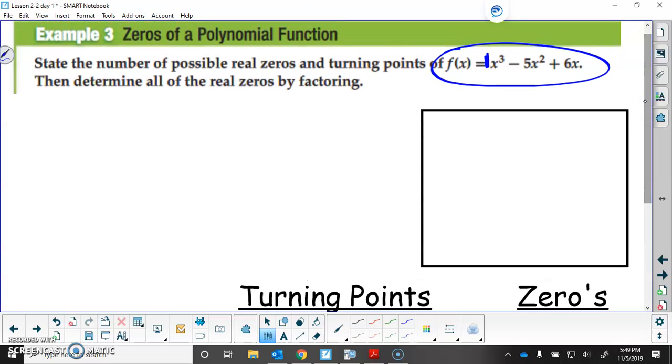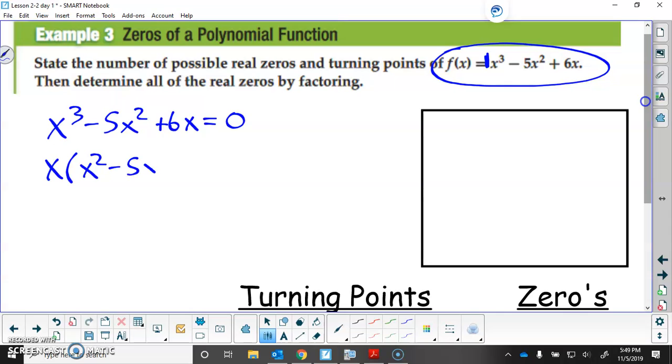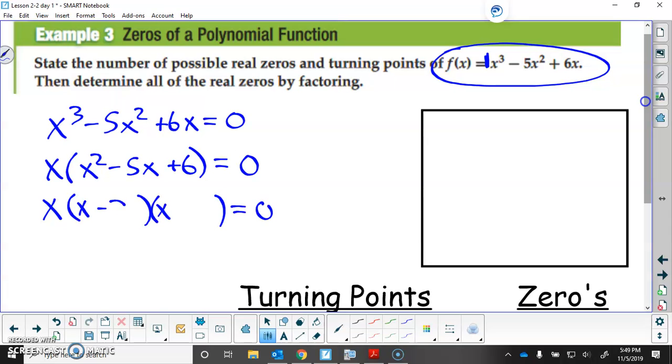It says then determine all the real zeros by factoring it. So I'm going to take this expression, set it equal to 0, and then factor it. We can take an x out of everything. We call that the GCF, greatest common factor. This gives us a trinomial that we can break down, and we can factor that into x minus 2 and x minus 3. Thus, now that we have it in factored form, we can see that the zeros are 0, 2, and 3.